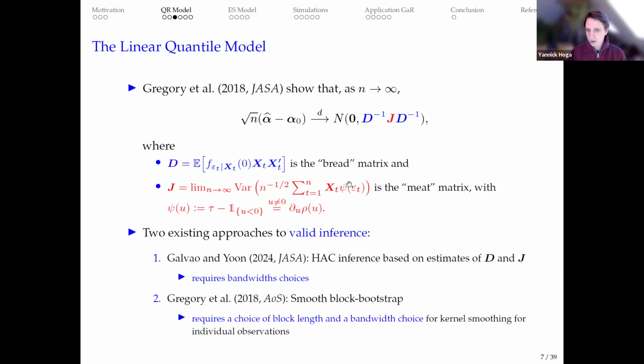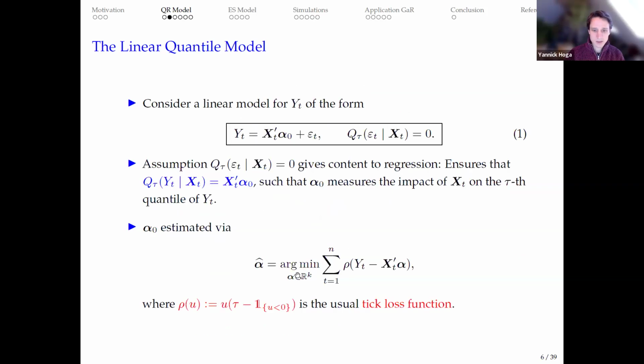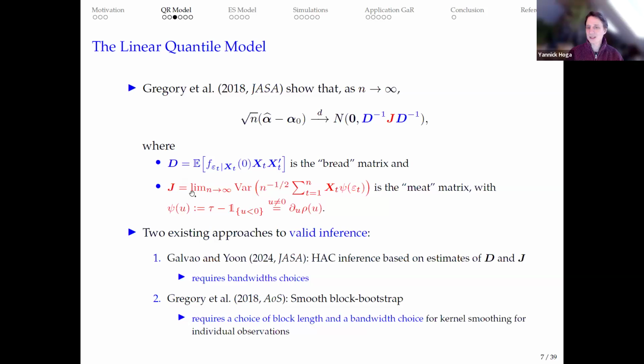Now, maybe one side comment here. What's this psi function here doing in the long run variance? The psi function is the derivative of the loss that we have minimized before. And the reason this appears here, just as an aside, is because the estimator here is characterized by the rho function having a minimum. So actually the rho function having derivative equal to 0. Yeah? So that's how the derivative of rho pops up here in this psi function.